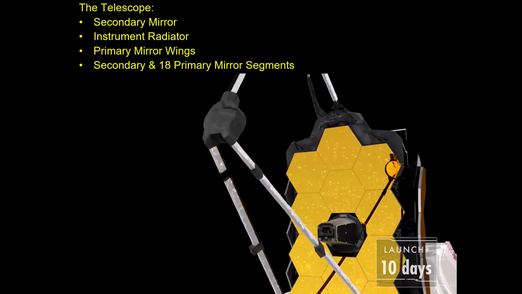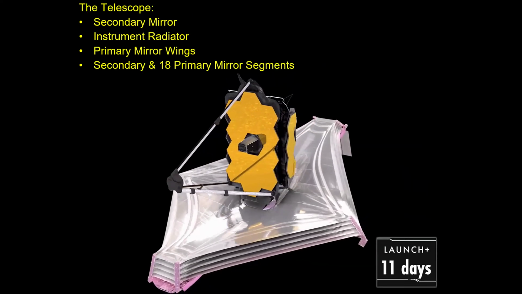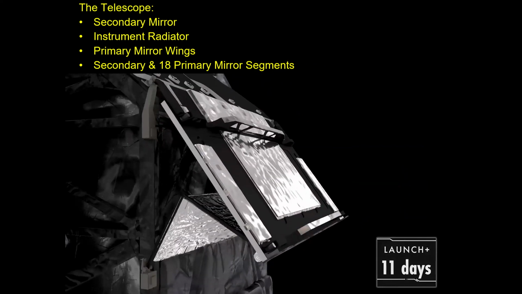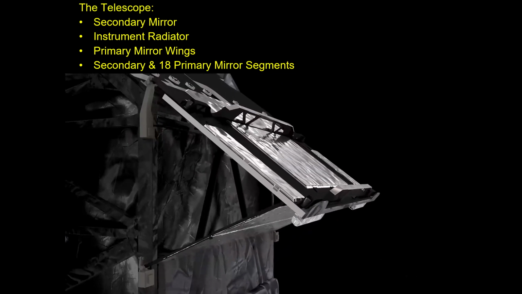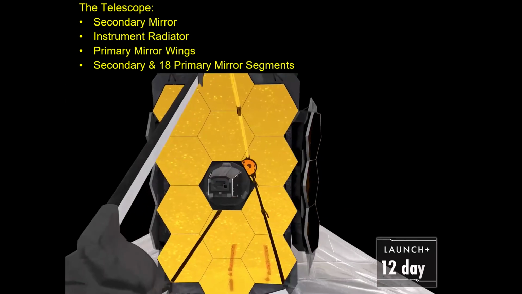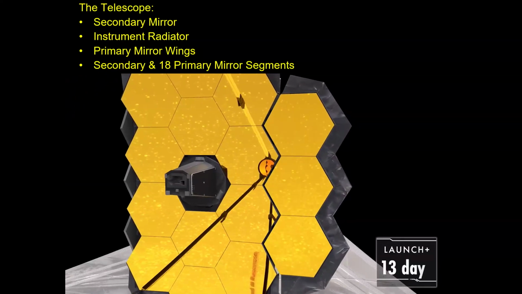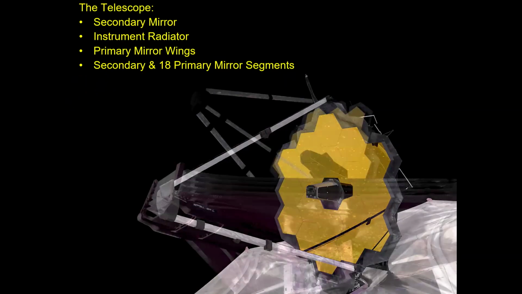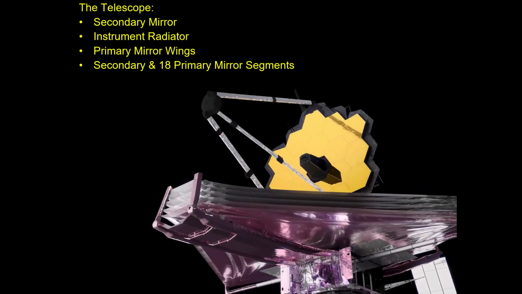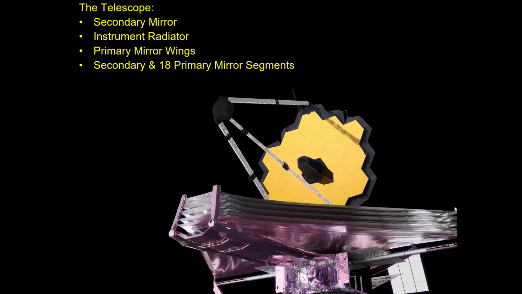This shows how the telescope unfolded. You see the secondary mirror come down here. There are some ancillary radiators and other deployments that occur. And here you see the wings of the primary mirror unfold, much like a round drop leaf kitchen table.